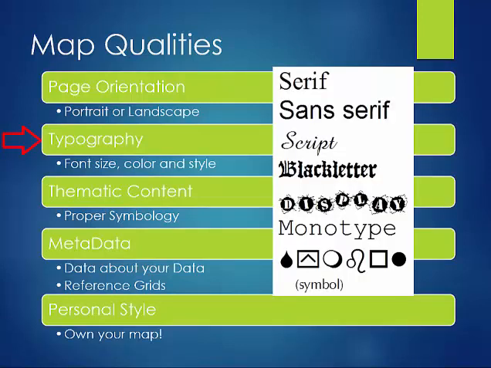Typography is the font, size, color, and style of the text on your map. You should always keep your audience in mind when choosing your font size and your font type. It's a good practice to keep your font type the same throughout the entire map to create continuity. Make sure your audience can read the text on your map.